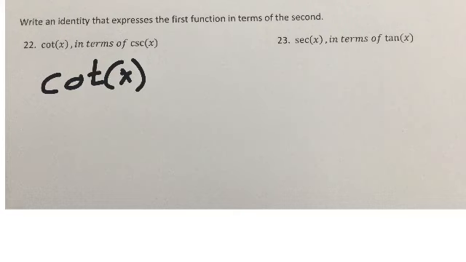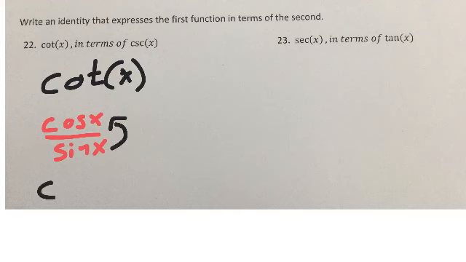So cotangent is cosine over sine. So this is going to be cosine of x over sine of x. Okay, so if I move sine to the numerator, it's going to become cosecant. So now I'm going to have cosine of x times cosecant of x. So the cosecant part is good. That's what I want. But now I've got to manipulate this cosine.